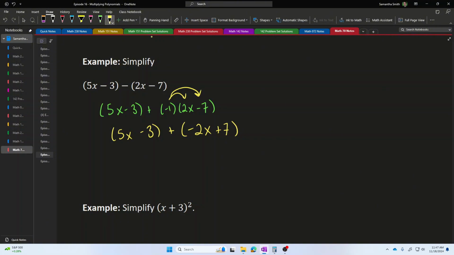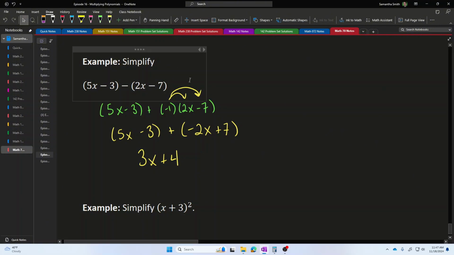So by adding the opposite, I now see that I have 5x to be combined with negative 2x, and I have negative 3 to be combined with 7. So the result would be 3x from 5 minus 2x, and negative 3 plus 7 would result in positive 4. 3x plus 4 would be the result of this subtraction.